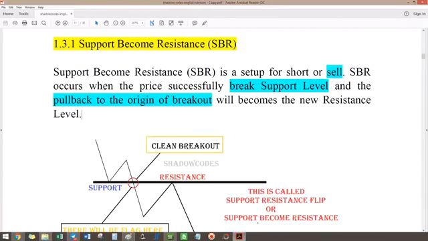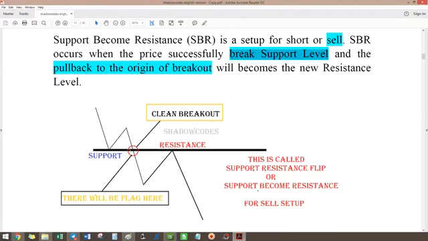SBR occurs when the price successfully breaks, look at the keyword, breaks the support level and pulls back to the origin of the breakout. This is the origin of the breakout, where the breakout happened, and it will pull back to the resistance level. Sometimes the candle has a shadow just touching the SBR line.